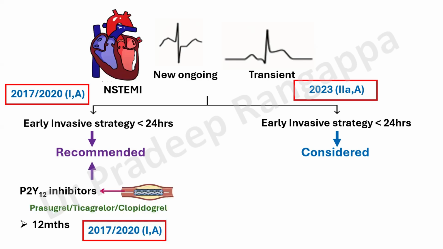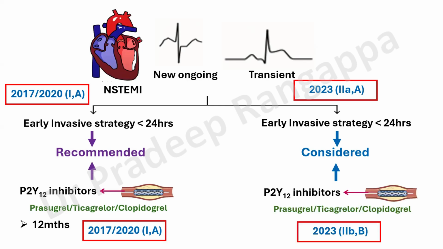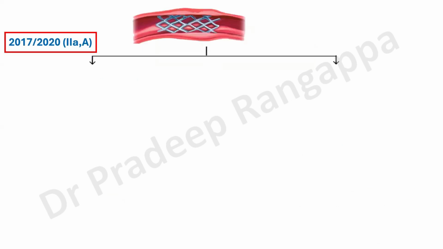And P2Y12 inhibitors, which is prasugrel, ticagrelor, or clopidogrel, have to be administered prior to the percutaneous intervention and to be continued for 12 months was suggested in 2017. It was recommended. When I say one, it is a strong recommendation with a good level of evidence. And that pretty much remains the same even in 2023. P2Y12 inhibitors have to be administered prior to the percutaneous intervention, and it has to be considered with a moderate level of evidence is what has been suggested.